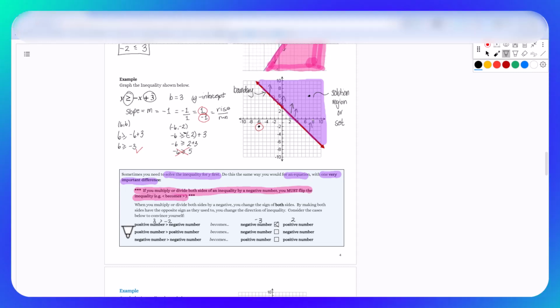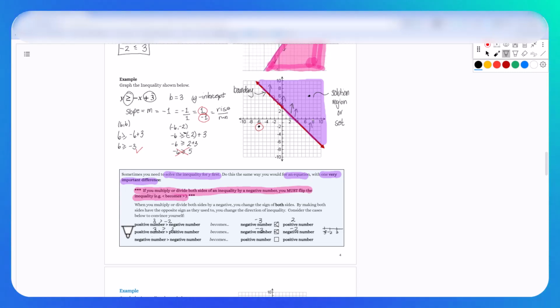Let's look at two positive numbers. Let's say 3 is greater than 2. That statement is true. But now let's multiply both sides by a negative number, negative 1. This becomes negative 3 and negative 2. And remember, on a number line, on the negative side, negative 3 is here to the left, which means negative 3 is less than negative 2.